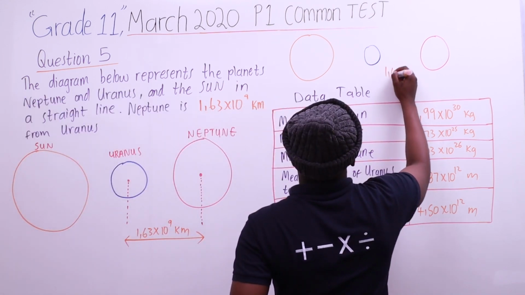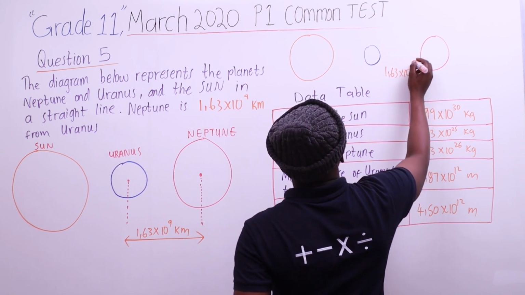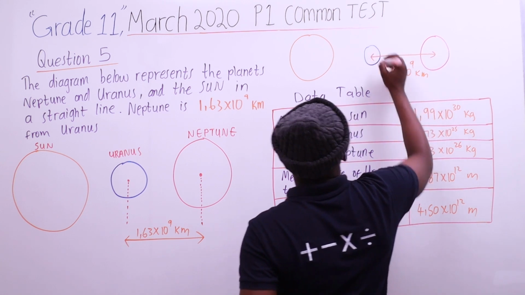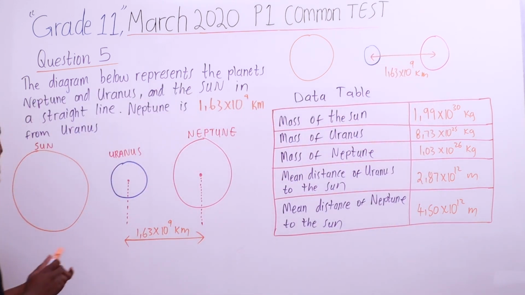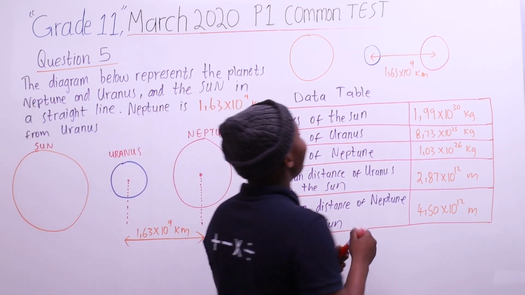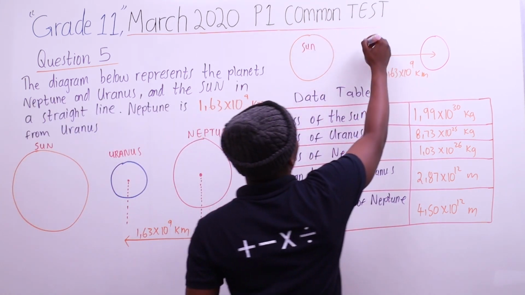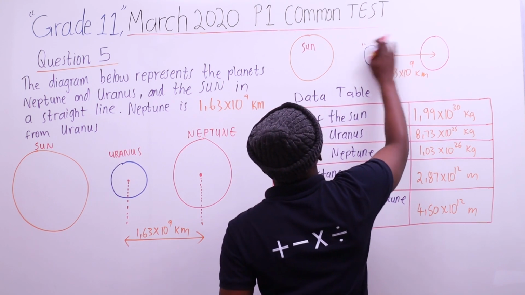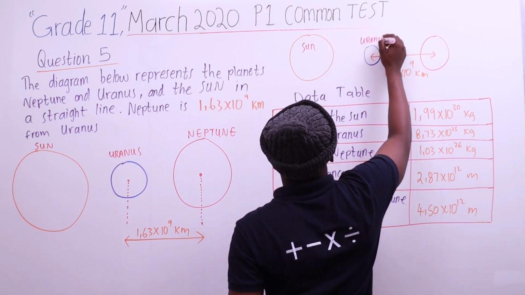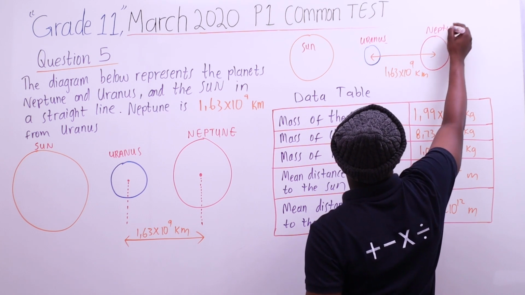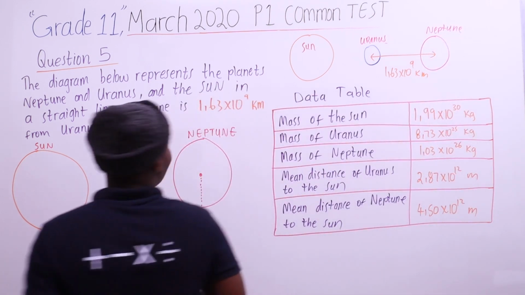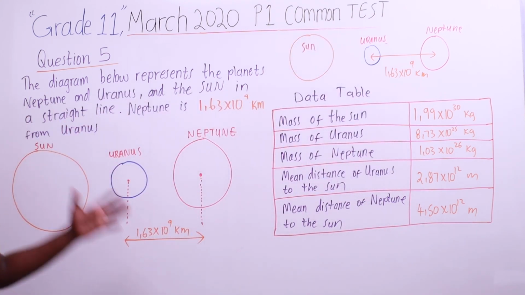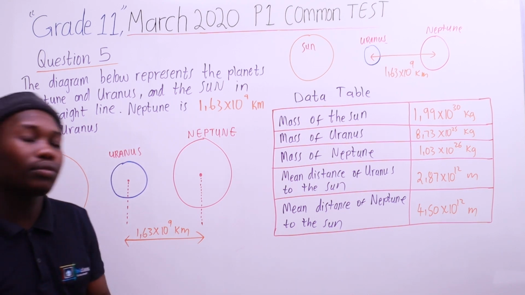It is 1.63 times 10 to the power of 9 kilometers, the distance between their centers. And then out of everything we know, this is the Sun, this is Neptune, and this is Uranus. So everything we need, you see now on one side. Therefore, we can focus our calculations on another side. Let's look at the questions.